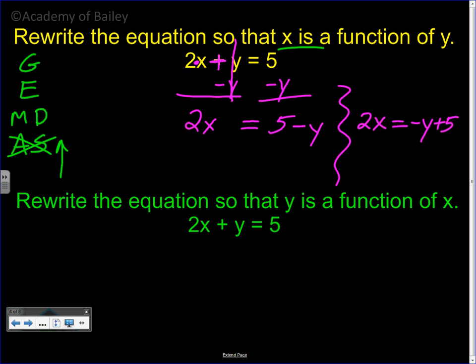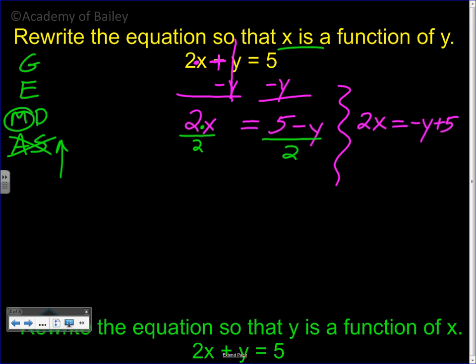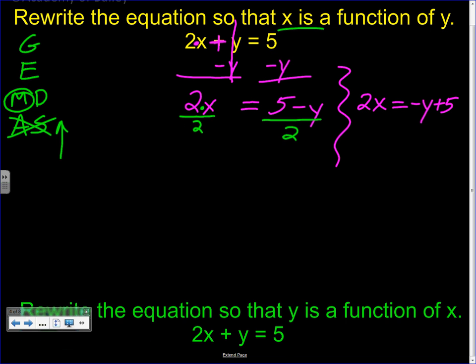we've gotten rid of the addition and subtraction. Now we have to get rid of the multiplication. What's the opposite of multiplying by 2? That would be dividing by 2. Dividing by 2. And so 2 divided by 2, and when we say cancels out, it really just reduces to 1. 2 over 2 is 1, and the invisible 1 is in front of x.